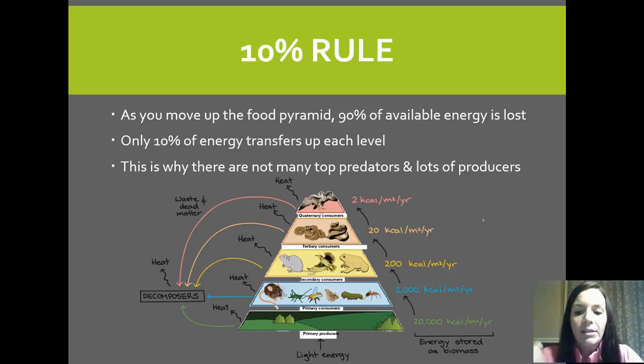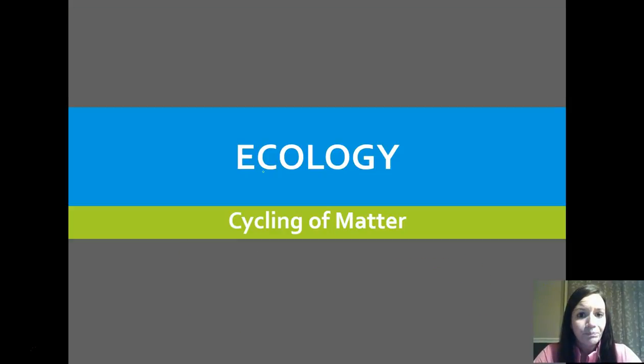So take a minute and pause this and look at this chart, and you'll see that it's powers of 10 as we go up that is lost, and it's lost in the form of heat energy through waste, dead matter, and then it goes to decomposers. Those are actually very important components of a food web and a food chain.